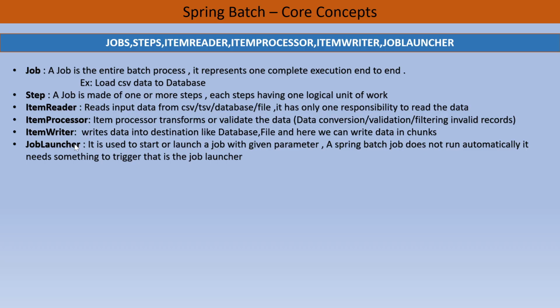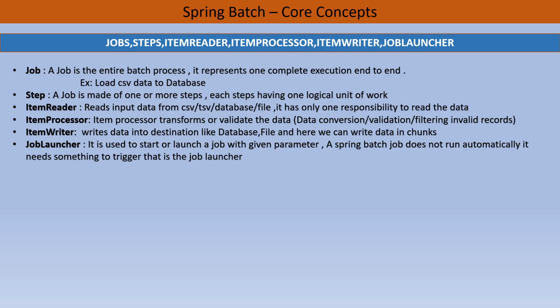Then what is the item writer? The item writer's job is to write data into a destination like a database or file. Here we can write the data in chunks. For example, I have millions of records. I am not going to write record by record into the database or file, right? I need to choose some batch size, like the chunk batch, thousands or 2000 or 5000, based on our configuration, performance and requirement. Then it will write those chunks at once. For example, I choose 5000, so 5000 records will be committed at one time.